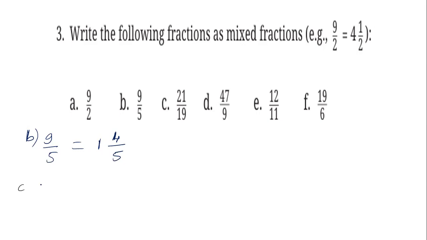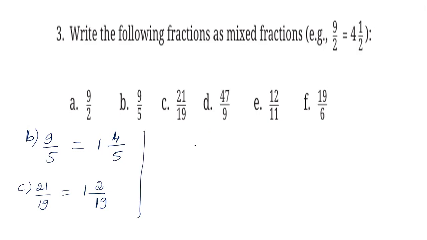C, 21 by 19 is equal to 1 whole part, 2 remainder, 19. 19 ones are 19. 19 plus 2 is 21.